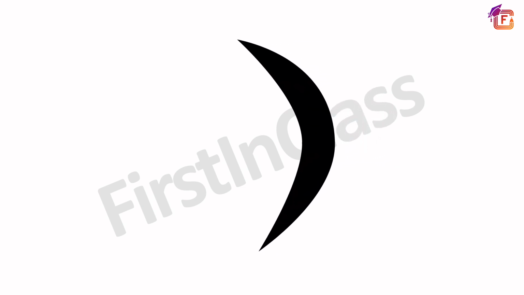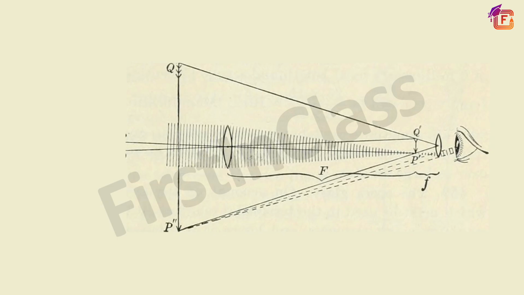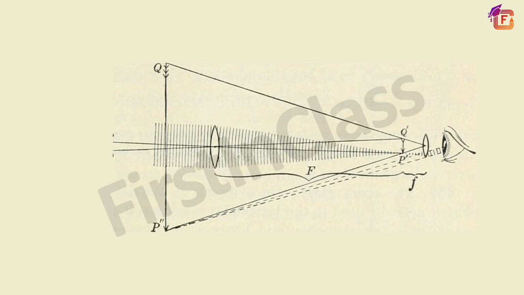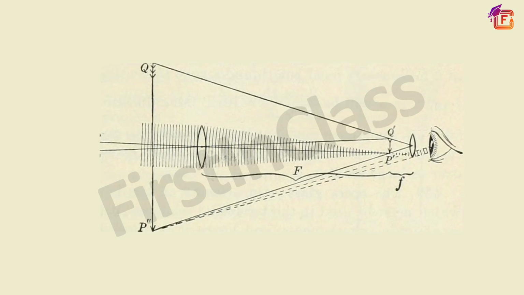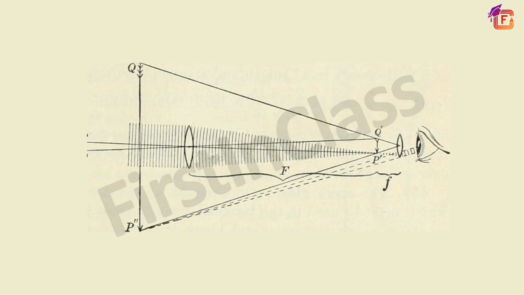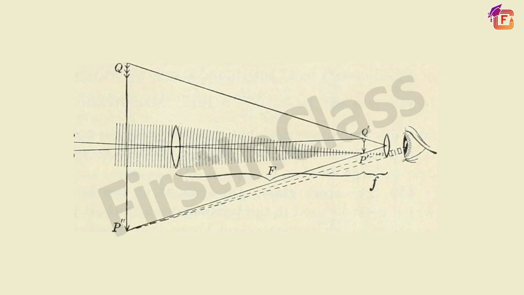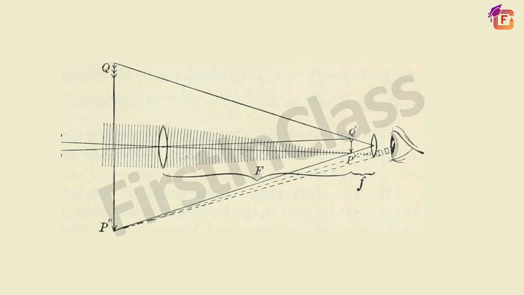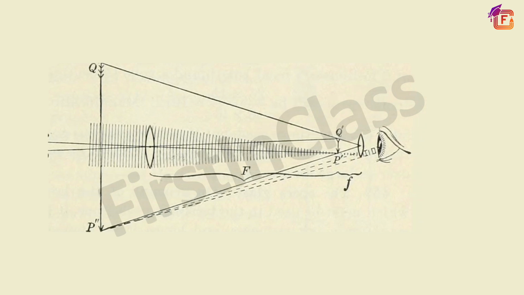The next question is, in what condition does the focal length increase and in what condition does it decrease? Let's understand. When we try to see an object placed at a far distance, the ciliary muscle gets relaxed. As a result, the lens becomes thin. Thus, its focal length increases and we can see the distant object very clearly.